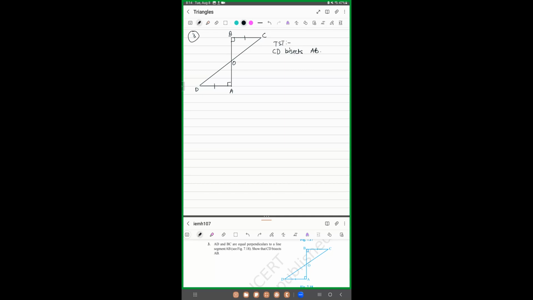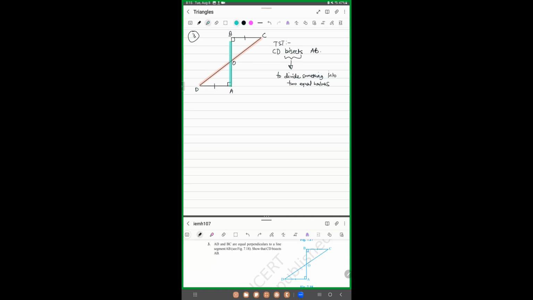Bisect means to cut something into two equal halves, to divide something into two equal halves. So when they are saying show that CD bisects AB, that means CD is what? This. They are saying, show that CD, which is the peach colored line, bisects AB.